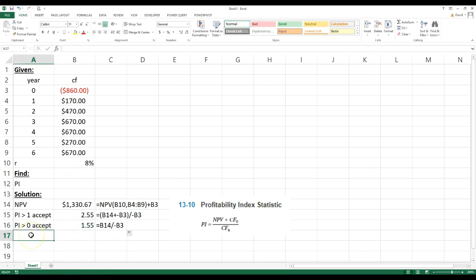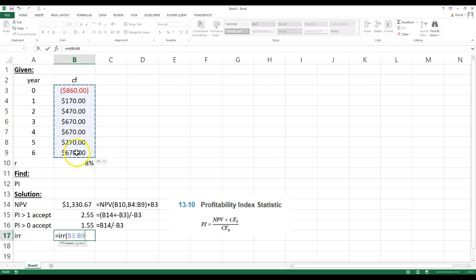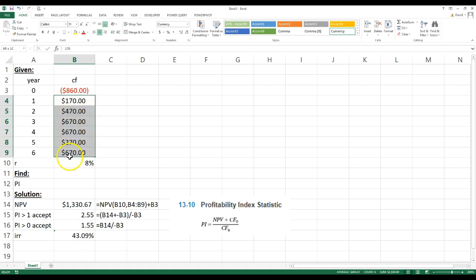We could do something called the internal rate of return. And if we go equals IRR, and in the internal rate of return, you pick all of them, and we get 43.09%. So the internal rate of return is basically what would make the NPV 0. So what would make this equal all of these cash flows? So what would make it so I'd be indecisive on whether to take the project or not?